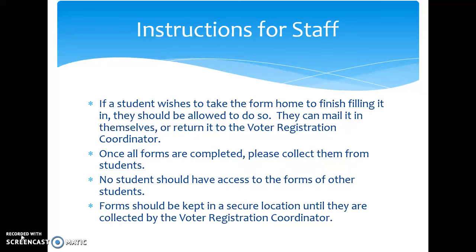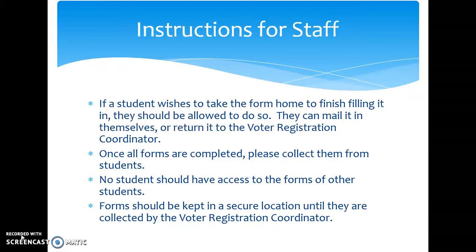Instructions for staff. If a student wishes to take the form home to finish filling it in, they should be allowed to do so. They can mail it in themselves or they can return it to the school's voter registration coordinator. Once all forms are completed, please collect them from students. No student should have access to the forms of other students, and forms should be kept in a secure location until they are collected by the voter registration coordinator.